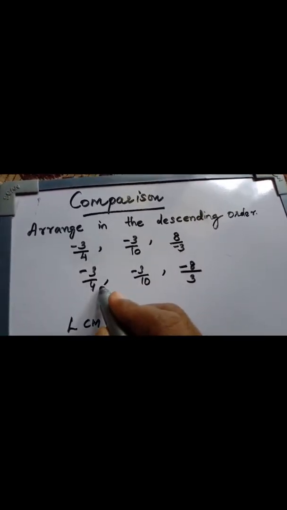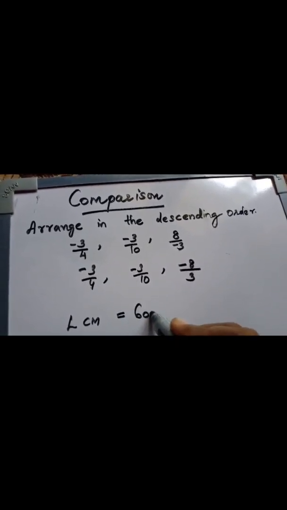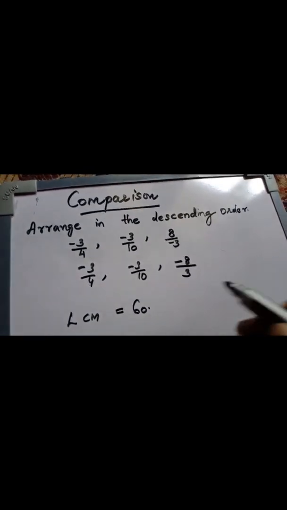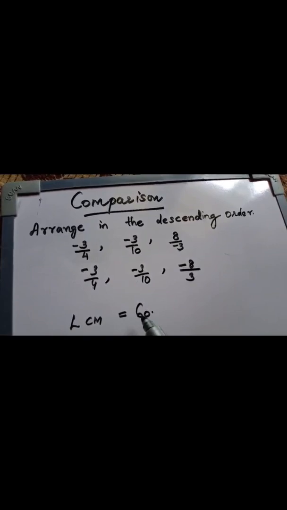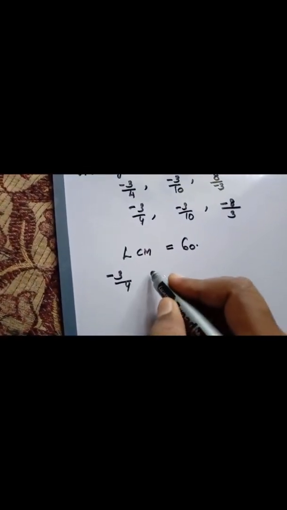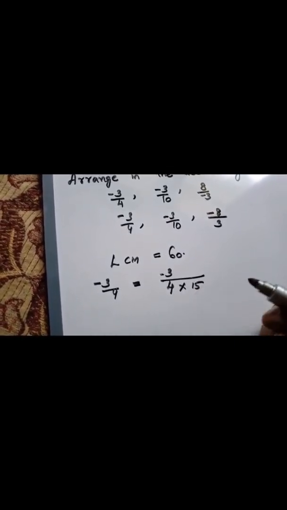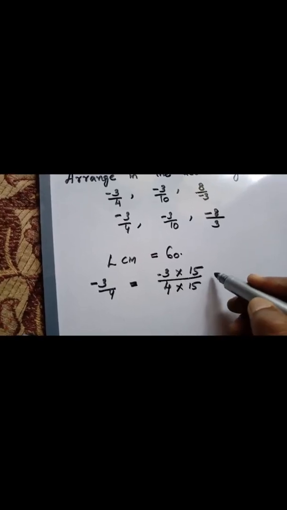LCM of the denominators 4, 10 and 3 is equal to 60. Now we are going to express each rational number with common denominator 60. So first rational number, minus 3 upon 4. Now here the denominator is 4 and we have to make it 60. Now what is multiplied by 4 to make the denominator 60? 4 multiplied by 15 equals 60. Hence, we should multiply both numerator and denominator by 15, and hence the answer is minus 45 upon 60.